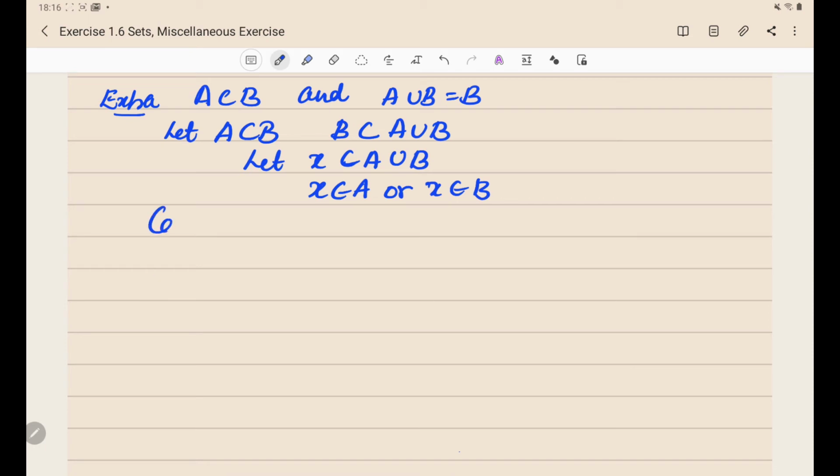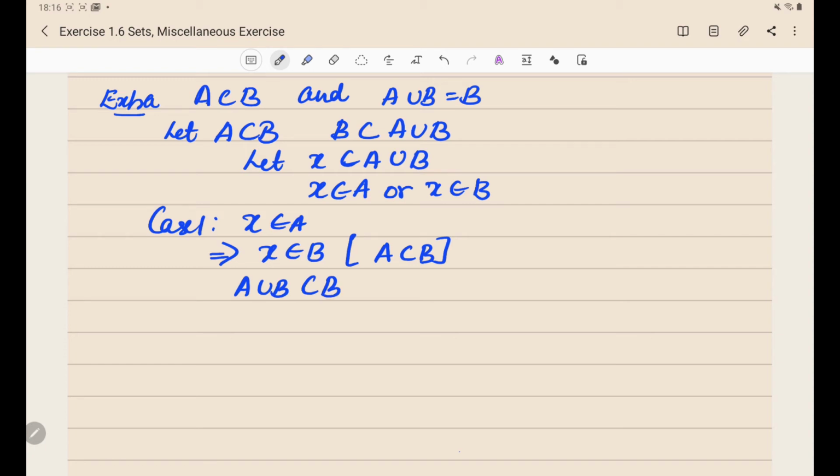Now let's take the cases. Case 1: if x belongs to A, it also means that x belongs to B. Why? Because A is a subset of B. Right? Then you can say that A union B is a subset of B, because it is already said that x belongs to A union B, and here x belongs to B also. Then A union B is a subset of B.